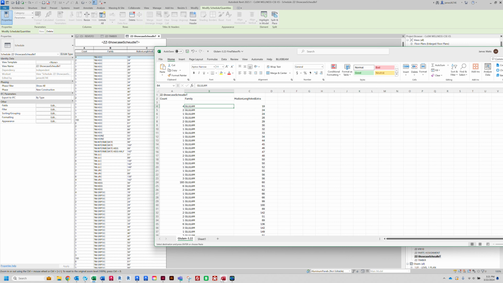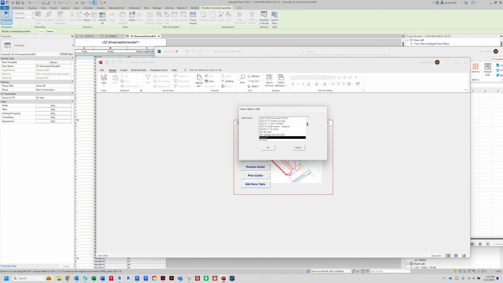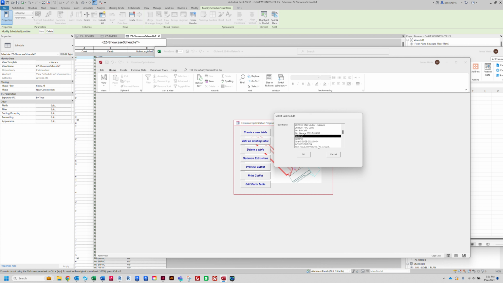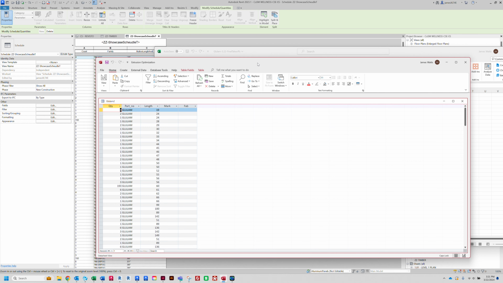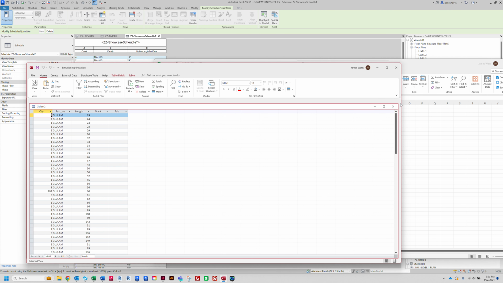And then I brought all that data into the optimization program. So I made 2 separate tables here. So I had Glulam 2 for the 2.5 and Glulam 3 for the 3.5. So if you look at Glulam 2, it's going to match my chart here. So you can see I have 4 at 19, 2 at 24, 1 at 24, so on and so forth.